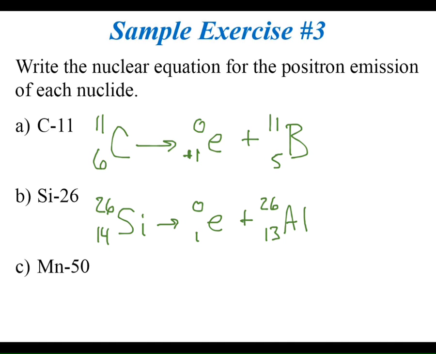Okay, what'd you get? Manganese 50. What else? Chromium 50. So what you got? Everybody get that? Chromium 50? All right, chromium 50. Okay, good. Okay, so there you go. So that's the 4 kinds, the alpha, beta, gamma, and positron.